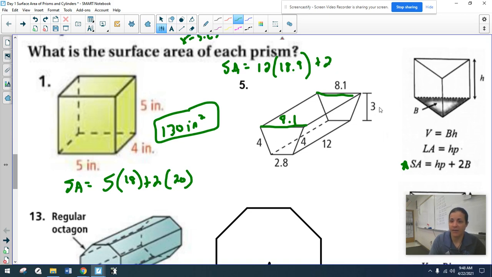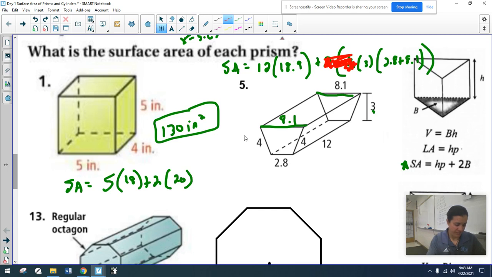So area of the base, that's what this 3 is going to be for, because that's going to be my height of my trapezoid. Area of a trapezoid is 1/2 times height times the sum of the bases. So 2.8 and 8.1. So this is all going to work out. I've got 2 times 1/2 just goes away. So if that happens a lot, if you use 1/2, that can just go away. It didn't happen over here because I had a square. It didn't have a half in it.